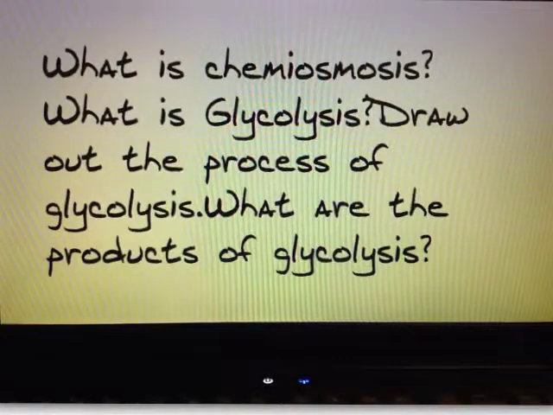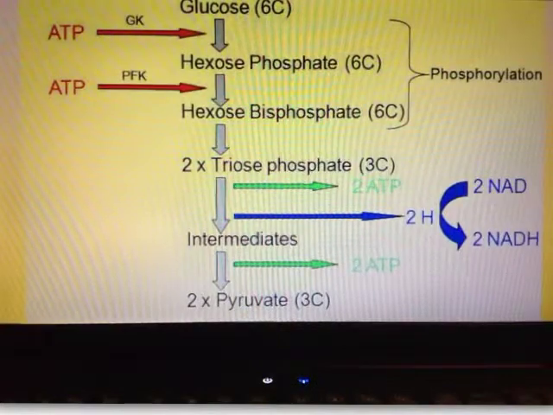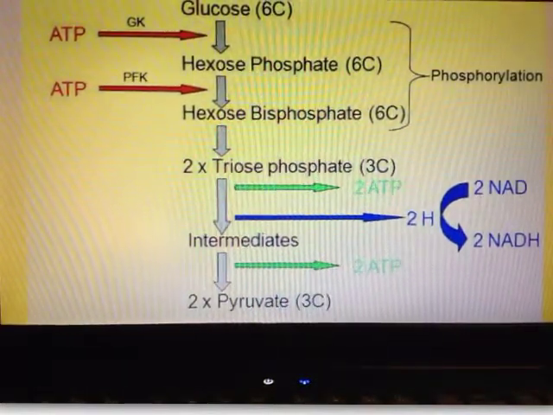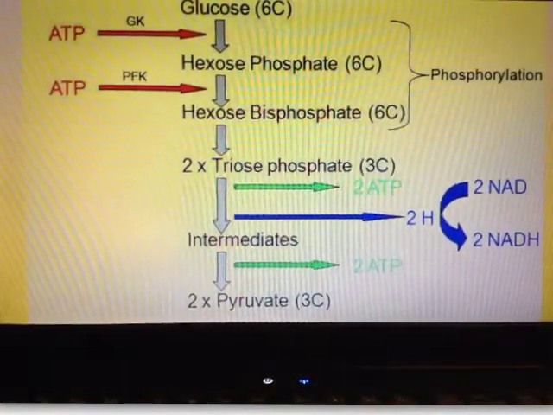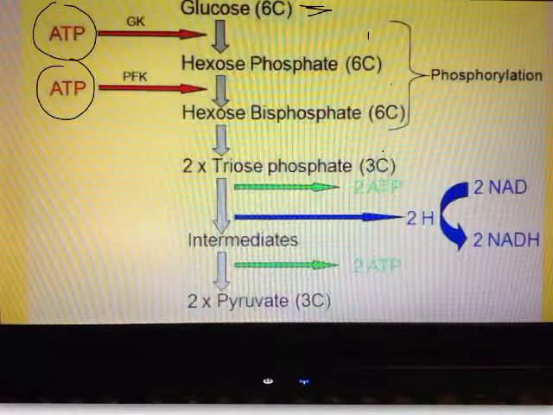We'll have a quick look now at glycolysis, what the process is and what the products are, because they're typical exam questions. So you looked at this last lesson. This is glycolysis. Key things: number of carbons. Here, 6 carbon, 6 carbon, 6 carbon, 3 carbon, and then the input of ATP here and here. We didn't mention these last week. This is glucose kinase and phosphofructokinase. They're both the enzymes that drive these reactions here.